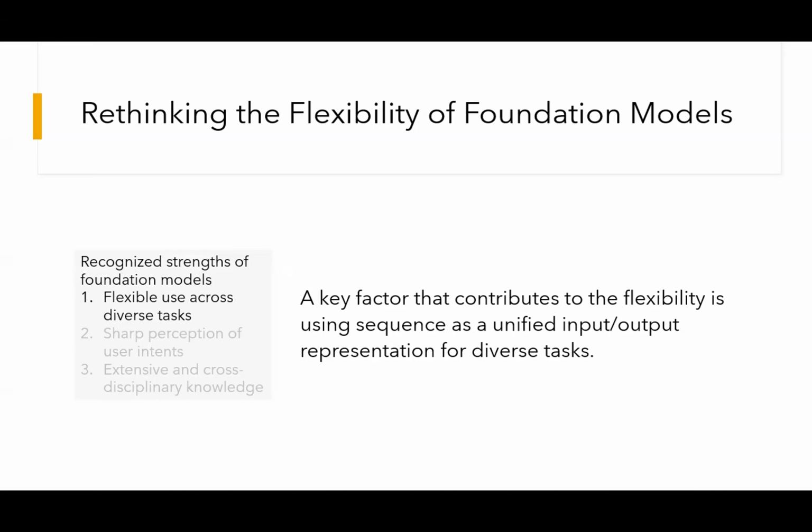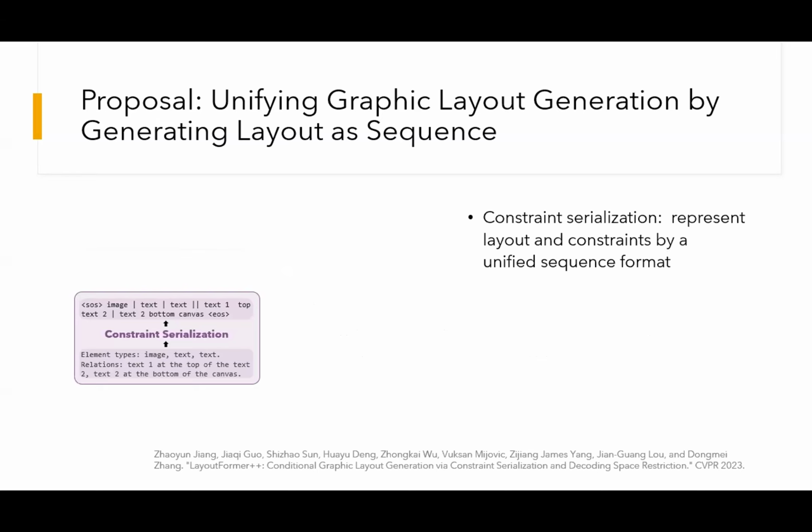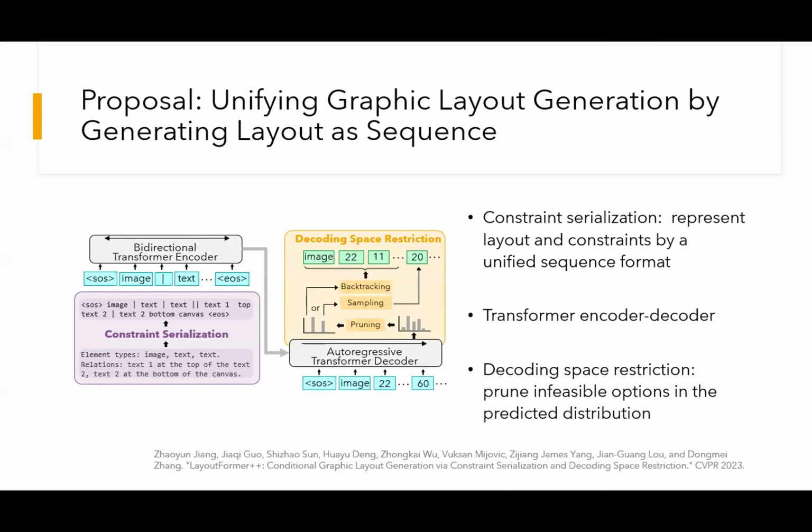One key factor that contributes to such flexibility is using a sequence as a unified input, output, and condition for diverse tasks. So this motivates us to unify graphic layout generation as a sequence generation problem. The first component in our framework is a constraint serialization module, which represents a layout and constraints in a unified sequence format. Then we leverage a typical transformer encoder-decoder to generate the layout. At last, we further introduce a decoding space restriction module, which can prune the invisible options in the predicted distribution.